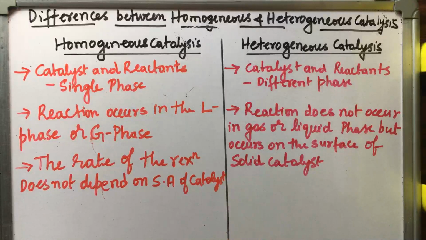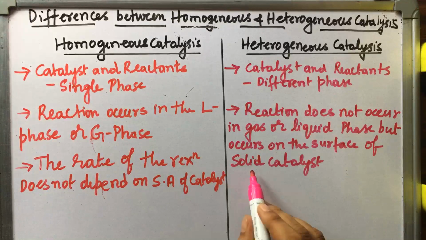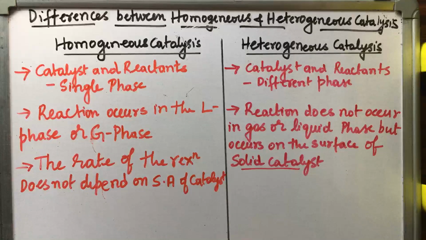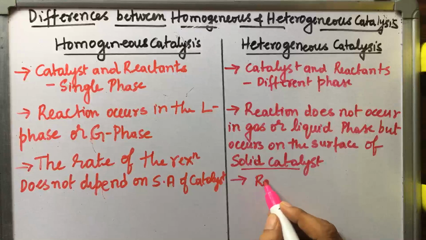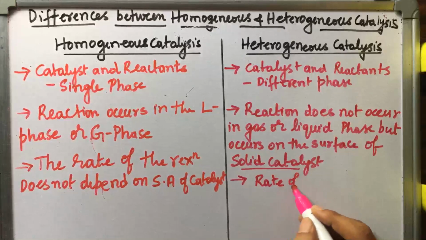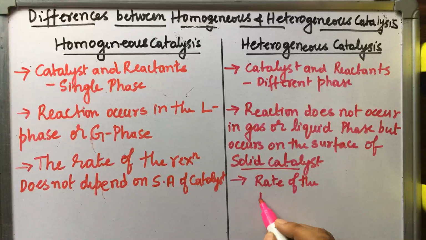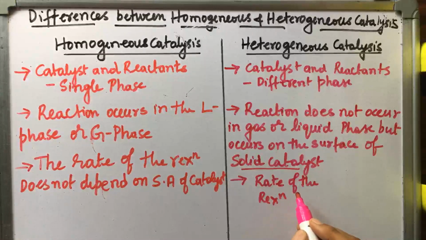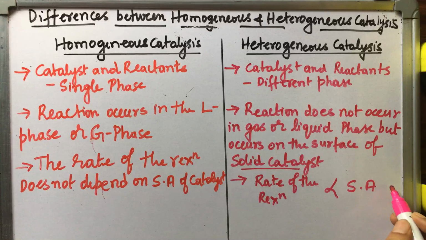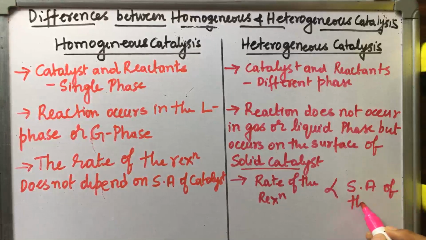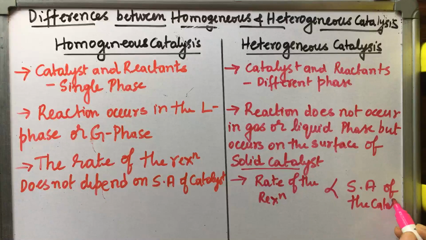Here, since the reaction happens on the surface of a solid catalyst, the more surface area is available, the more the rate of the reaction. So I can say that the rate of the reaction is directly proportional to the surface area of the catalyst. I think this point is clear, students.